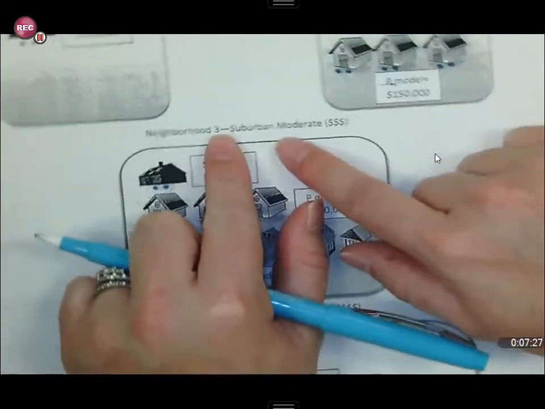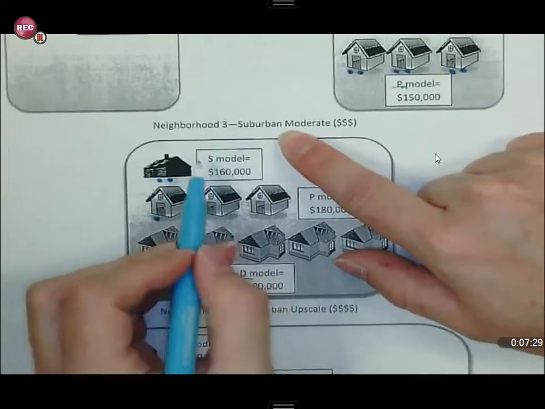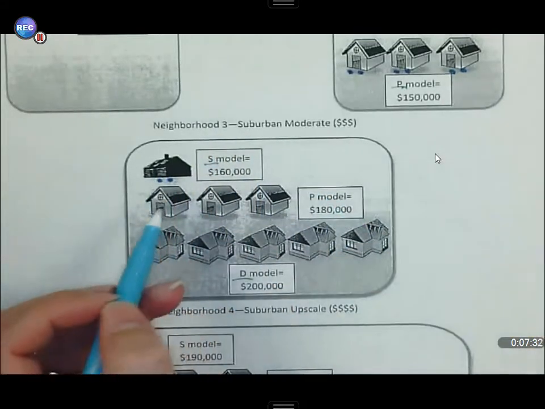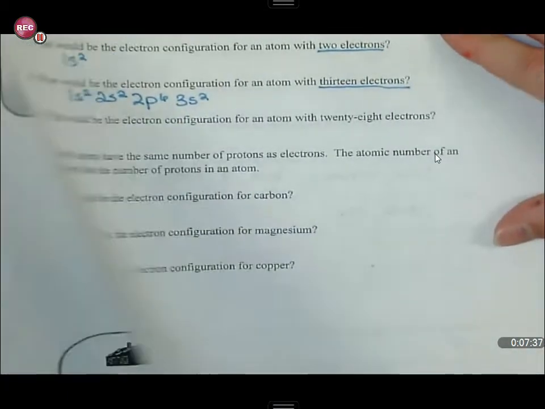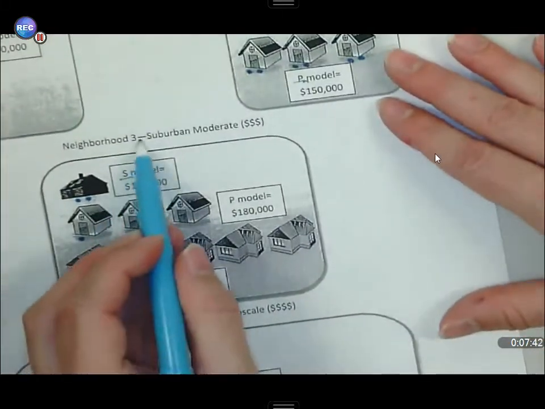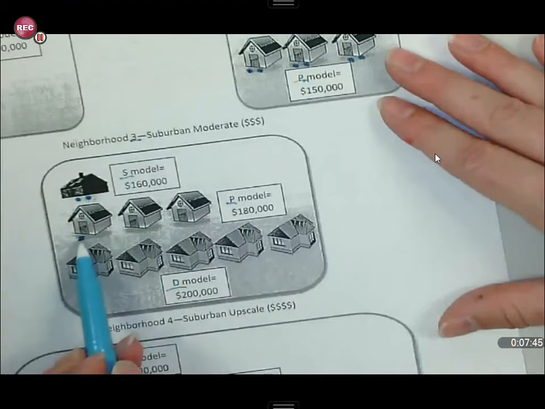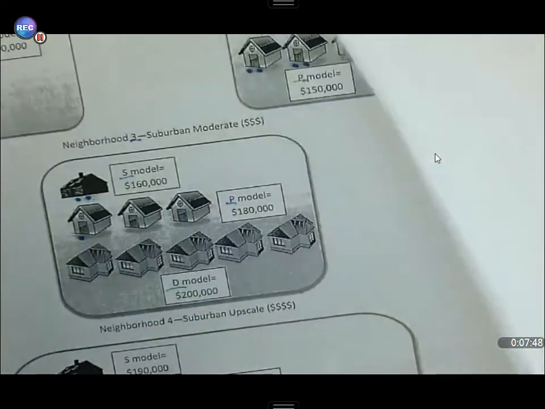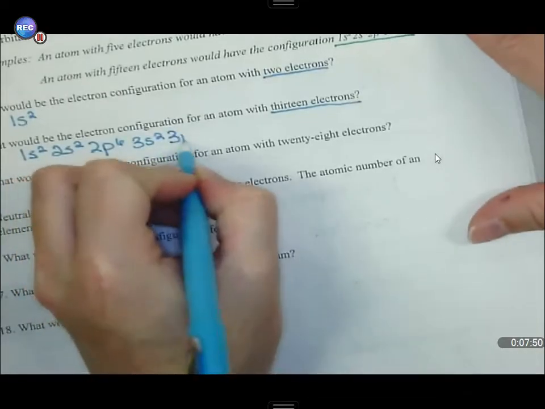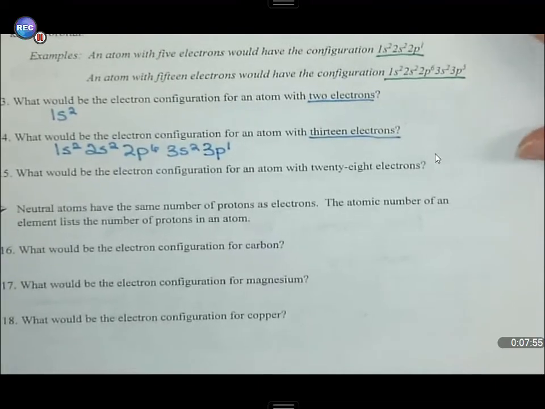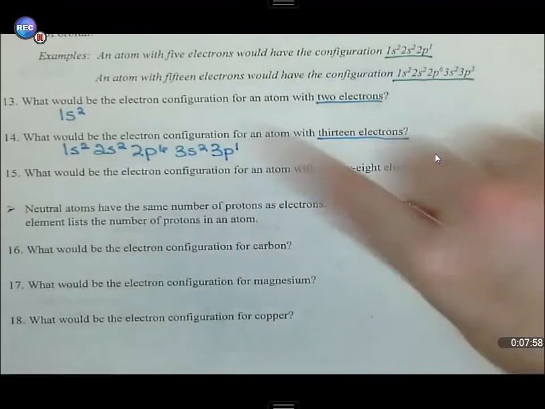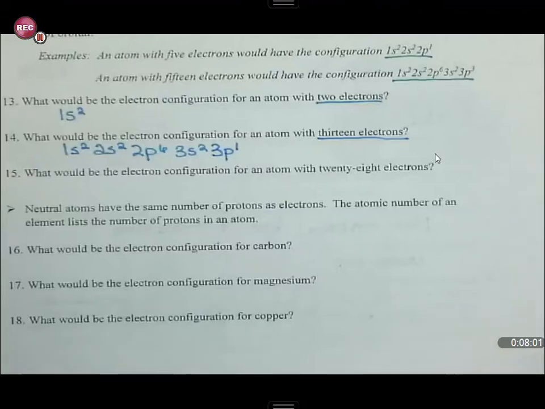So now we're going to go over to neighborhood 3. Neighborhood 3, we have 3s, and then we have 2 electrons. So 3s2. And then we have 3p, and we only have 1 electron, so it's going to be 3p1. So all you're doing is counting, you're doing the neighborhood, the house, and then how many electrons.